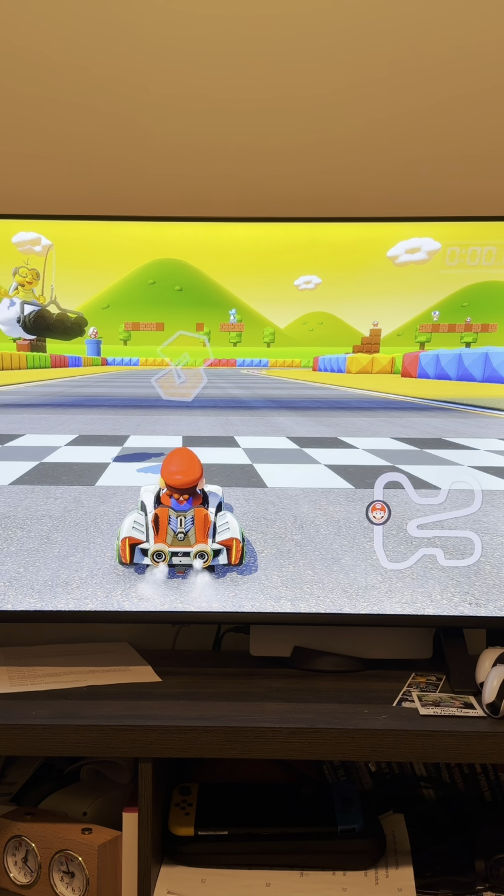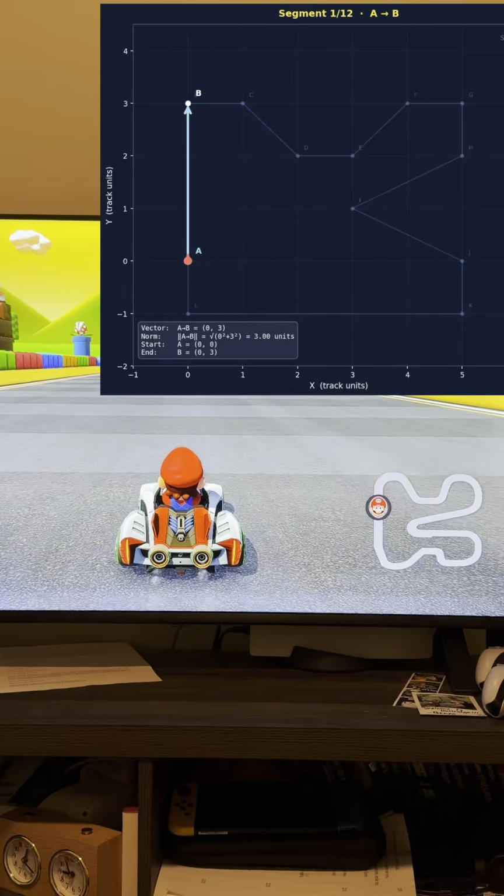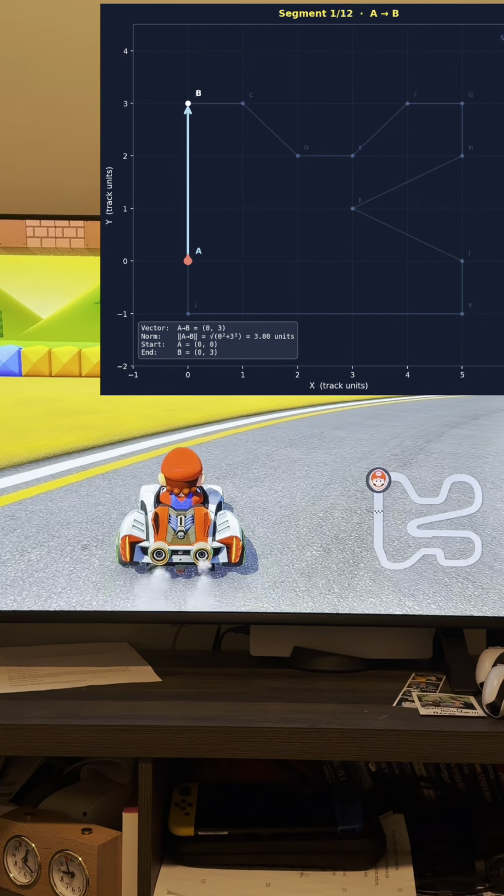The course is mapped out on a grid, and if you look in the bottom corner you can see the path Mario is going to take. He starts, obviously, at the starting line, which I've just made (0, 0), the origin, but this is a race, so obviously he can't stay here. So Mario heads straight up to point B, which on the graph I have marked (0, 3). That gives us a vector of (0, 3), because there's no horizontal movement, that's just 3 units up.